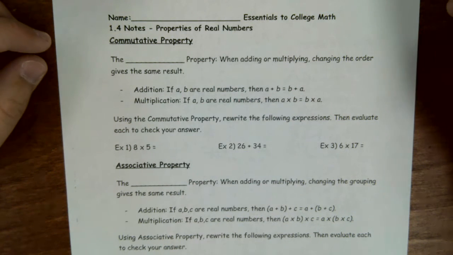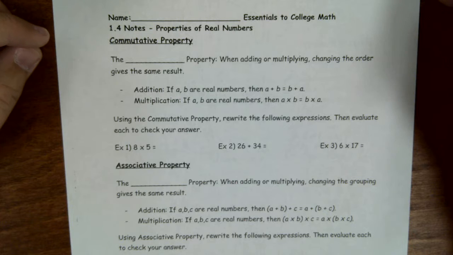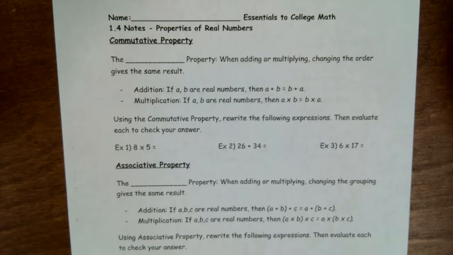All right, so this is Essentials for College Math, lesson 1.4 on the properties of real numbers. So I'll go ahead and get started, okay? With these real numbers that we're going to be dealing with, we have certain properties that we can take to indeed be true, okay?